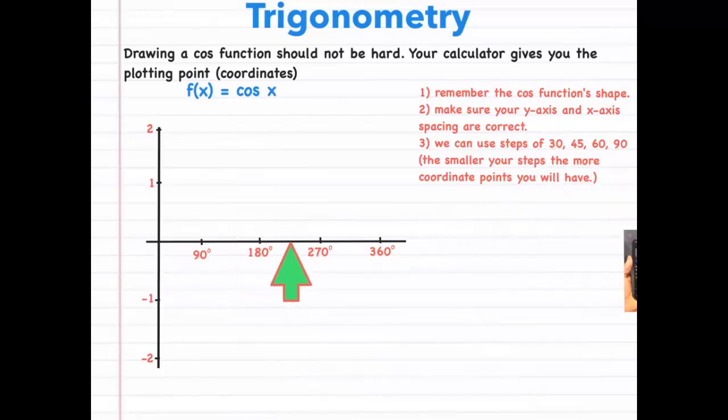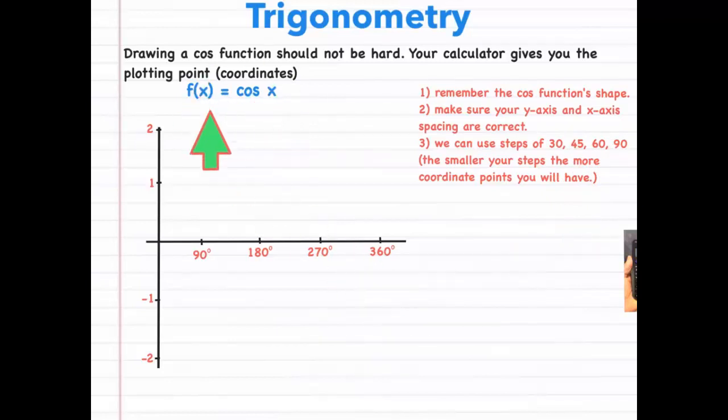Because on the x-axis, we usually want at least 4 spaces or 4 values. So if they only wanted us to draw this cosine function up to 180, I will not just write 90 and 180. I will change my steps to 45. So I have 45, 90, 135 and 180. Got it? Okay. And the smaller your steps, the more coordinate points you will have. So you can go as low as 15 as long as you work with multiples of 15 up to 60 and then 90, not 75.